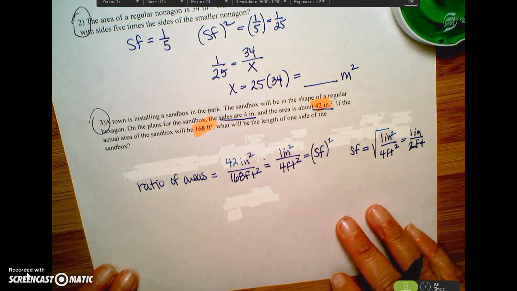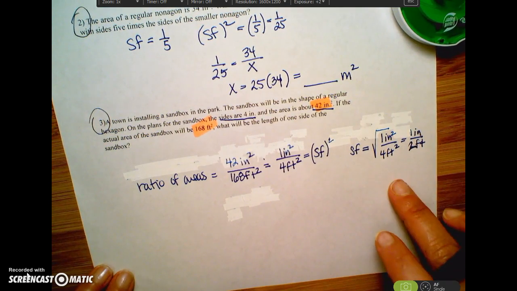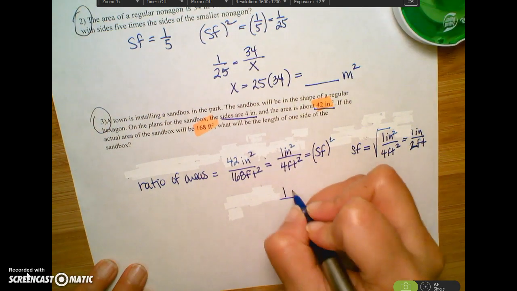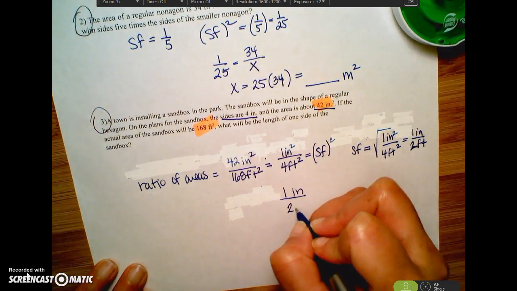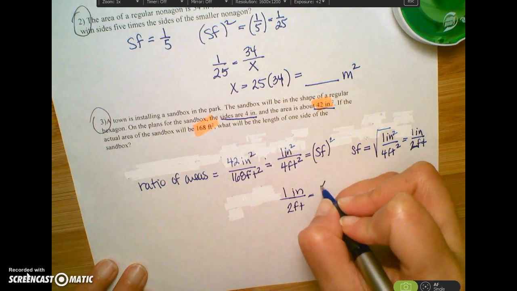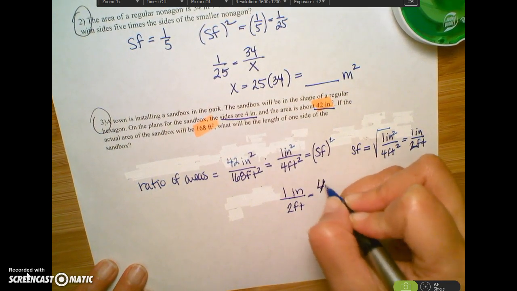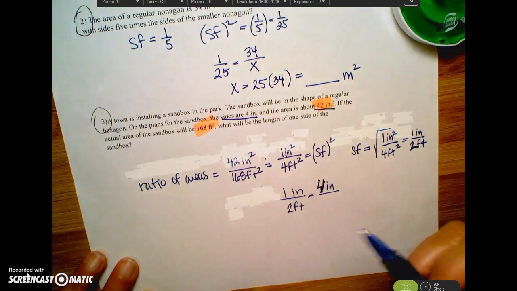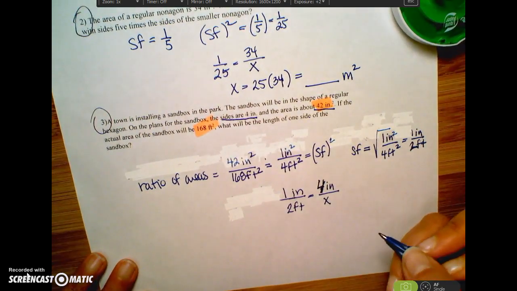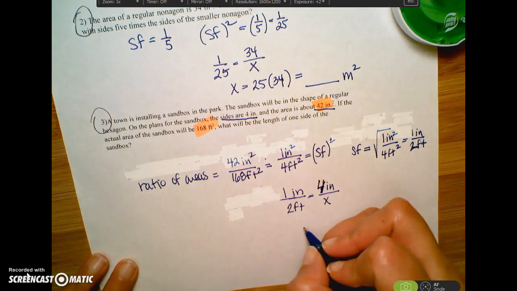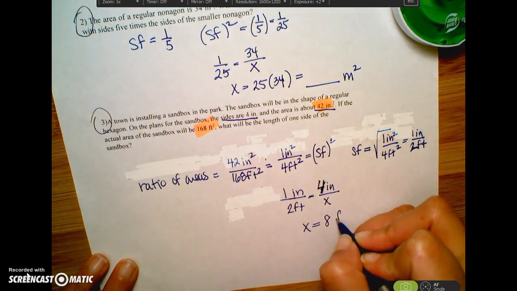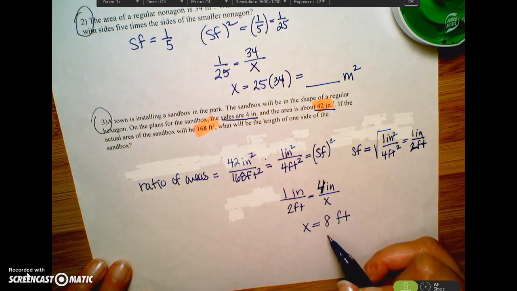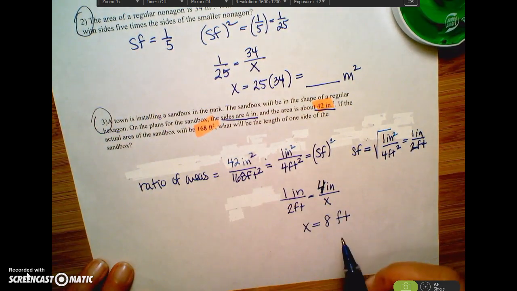Okay, so now that I know it's 1 inch to every 2 feet, I can set up a proportion that's going to be 1 inch to every 2 feet, and I have 4 inches on a side for that plan, and I'm looking for the number of feet. So we cross multiply and we end up with x being 8 feet. So the true sandbox will be 8 feet on the side.